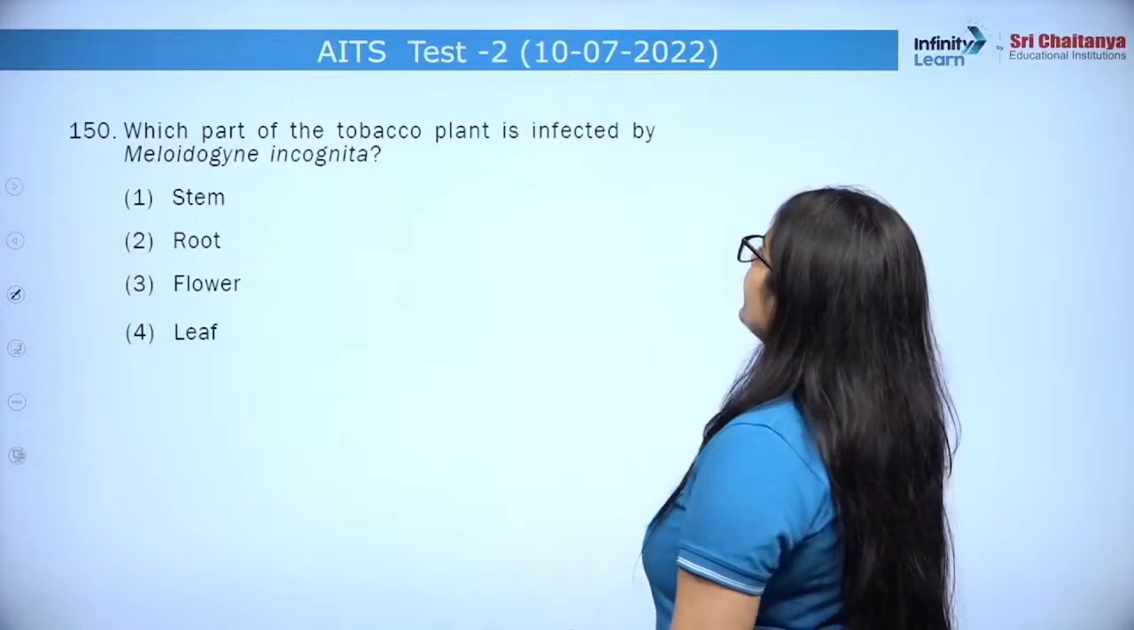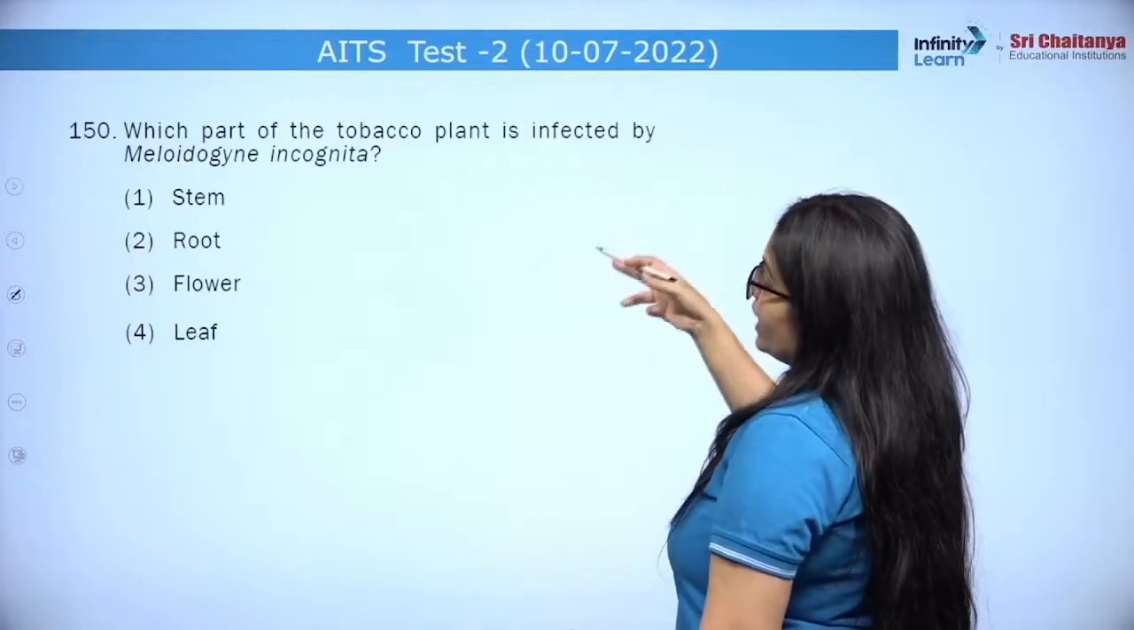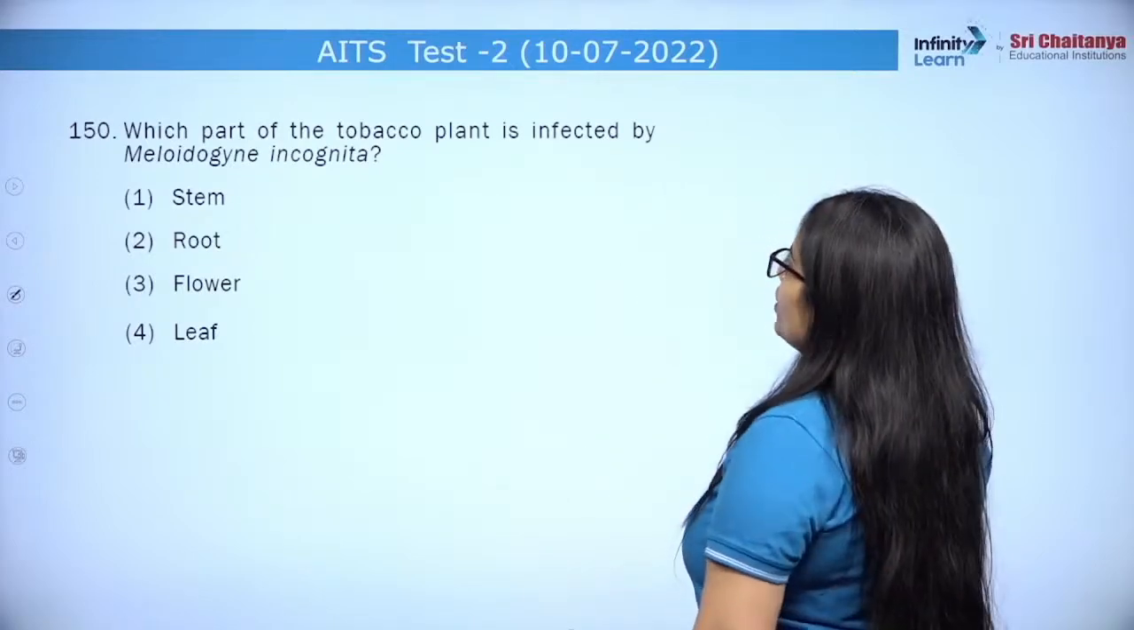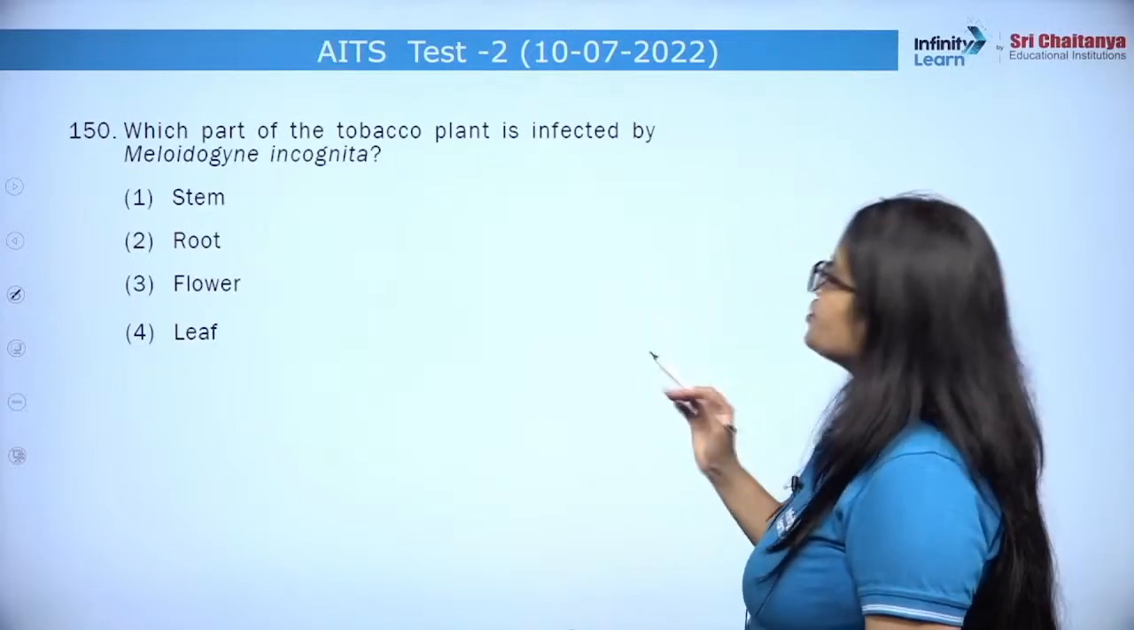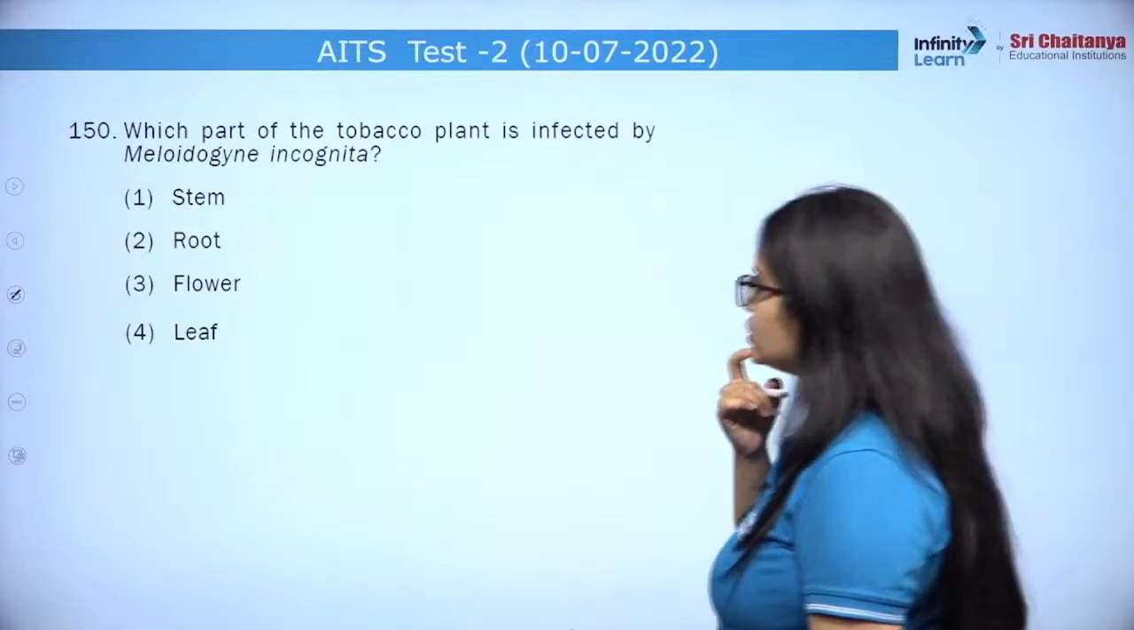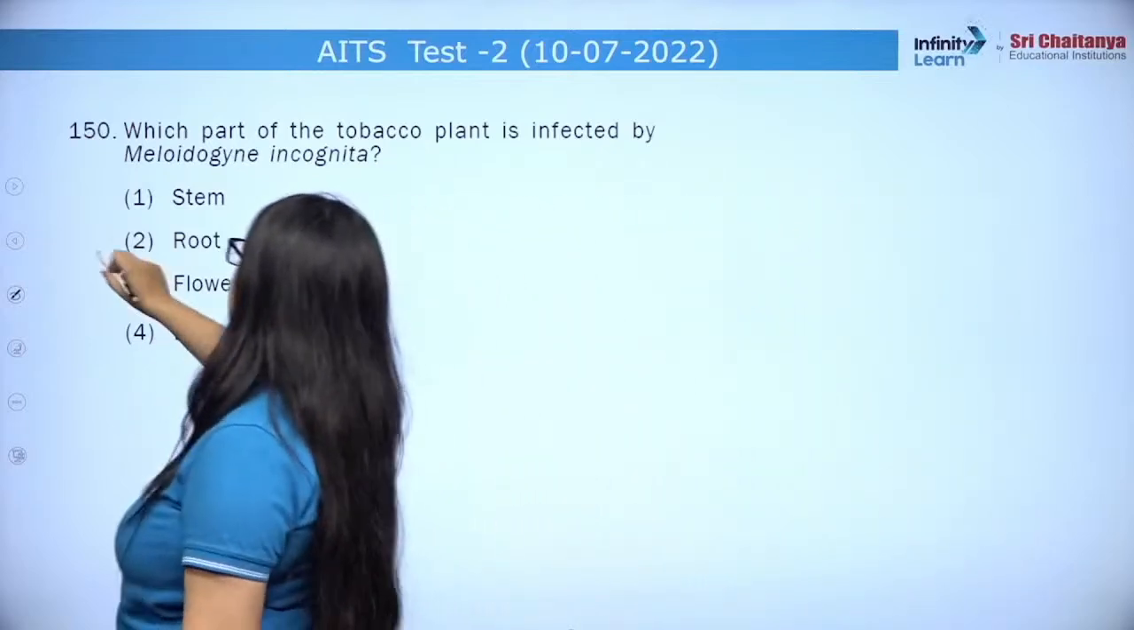Which part of the tobacco plant is infected by the nematode Meloidogyne incognita? It is actually, my dear students, the root. They infect the root of the tobacco plant, this nematode.